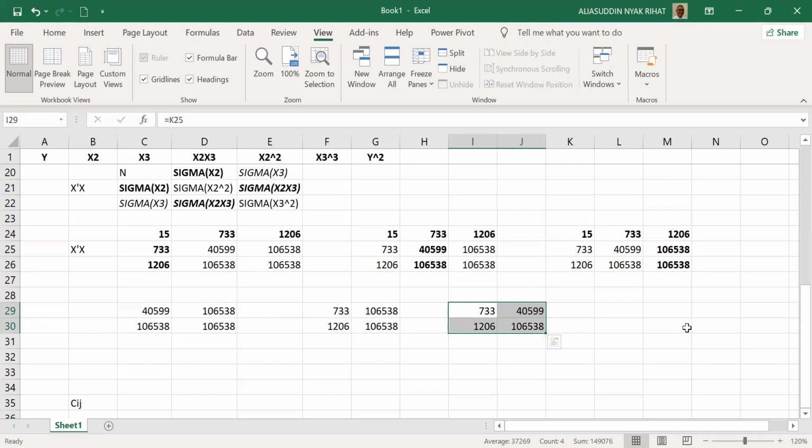Now we take the second row. Here we take 15. It is impossible because it is part of the second row. This means we take this one, and here I put it here.